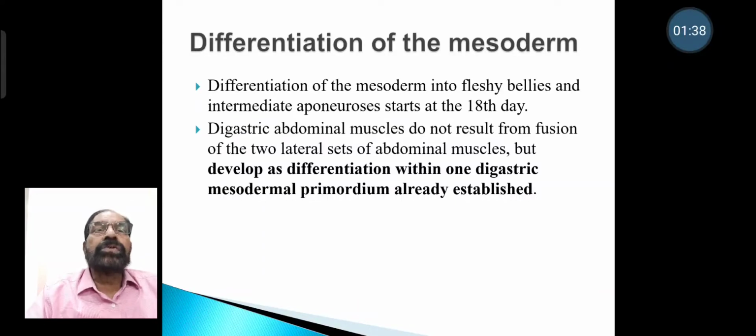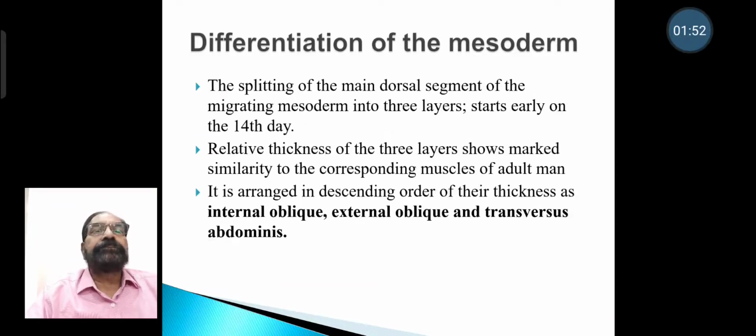Digastric abdominal muscles do not result from fusion of the two lateral sets of abdominal muscles, but develop as differentiation within one digastric mesodermal primordium already established. Splitting of the main dorsal segment of the migrating mesoderm into three layers starts early, that is on the 14th day. Relative thickness of the three layers shows marked similarity to the corresponding muscles of the adult man. It is arranged in descending order of the thickness as internal oblique, external oblique and transverse abdominis.